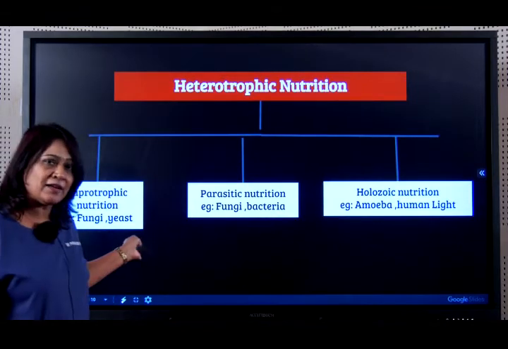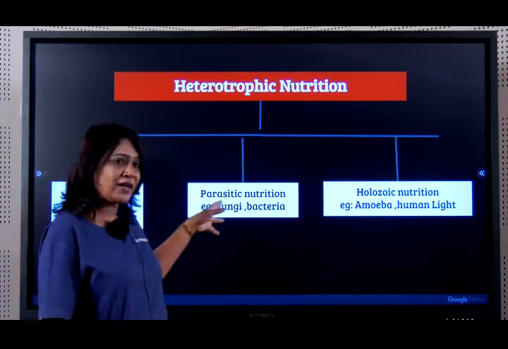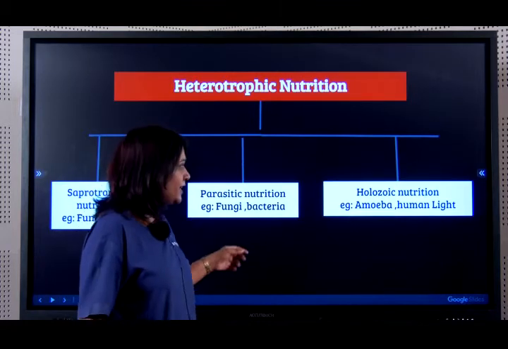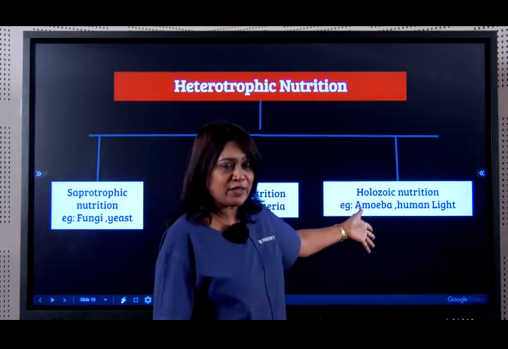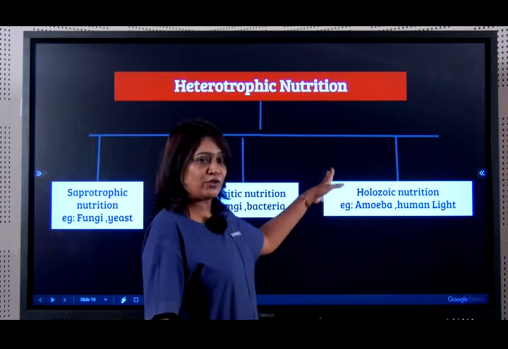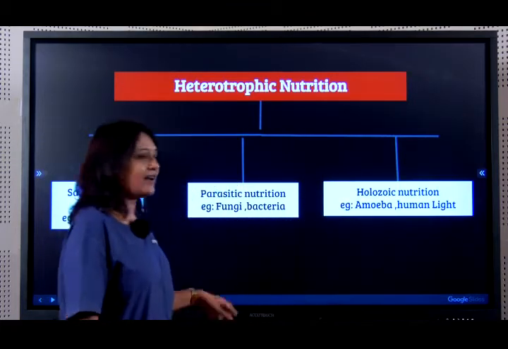The most common example of this are the mushrooms. Then you have a parasitic type of nutrition, and the third is what I just described, the Holozoic nutrition. So heterotrophic, Holozoic is our type of nutrition.